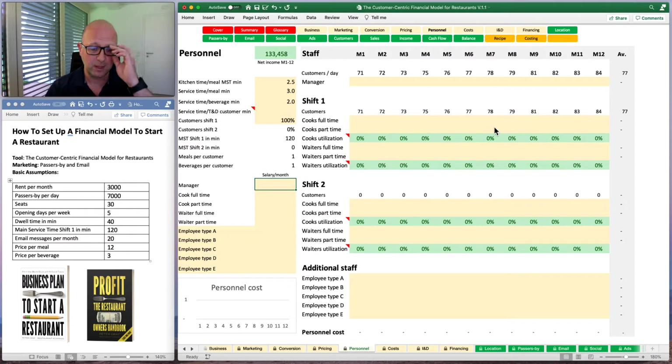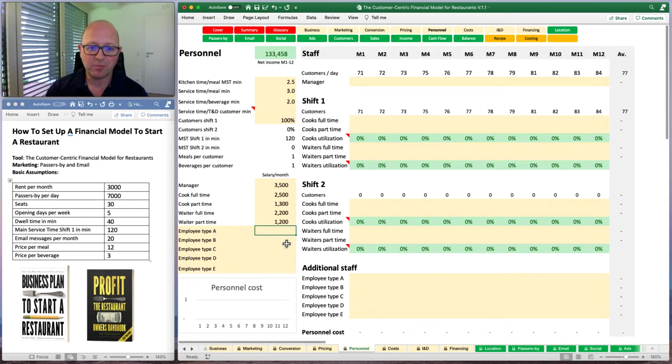Okay. So then our employees, of course, need to earn some money, and here we can enter the salary per month. I just put in some figures out of my head. A manager, $3,500 per month. A cook full-time, let's say $2,500. A cook part-time, $1,300. A waiter full-time, let's say $2,200. A waiter part-time, let's say $1,200. Okay, these are just example numbers, of course.